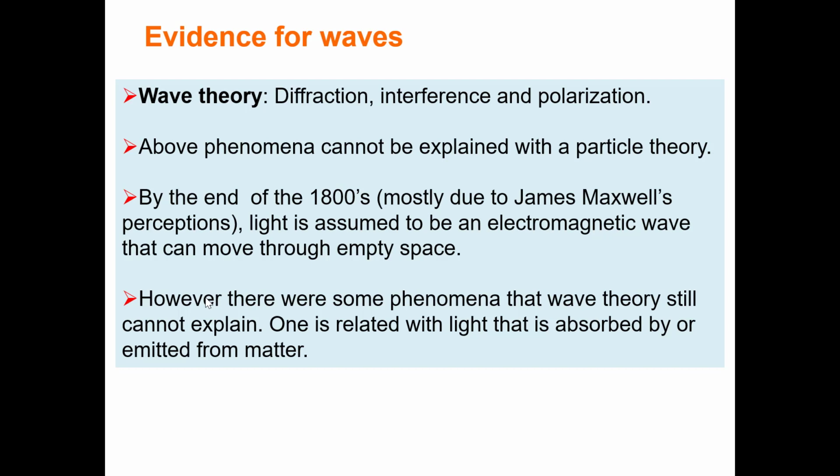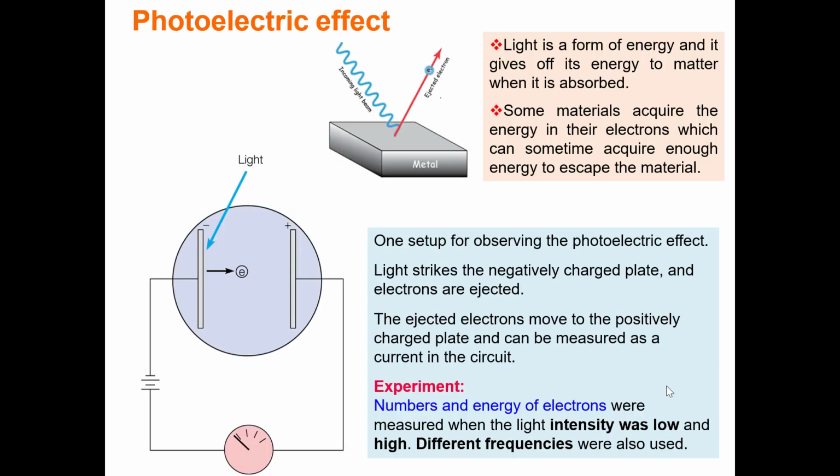But what happened is that at the beginning of the 1900s, there was another phenomenon that could not be explained if they considered the light as a wave. That phenomenon is related to the light when the light is absorbed or emitted by matter. One of the phenomena that cannot be explained if the light is considered as a wave was the photoelectric effect. Then what is the photoelectric effect? Let's first explain this picture.